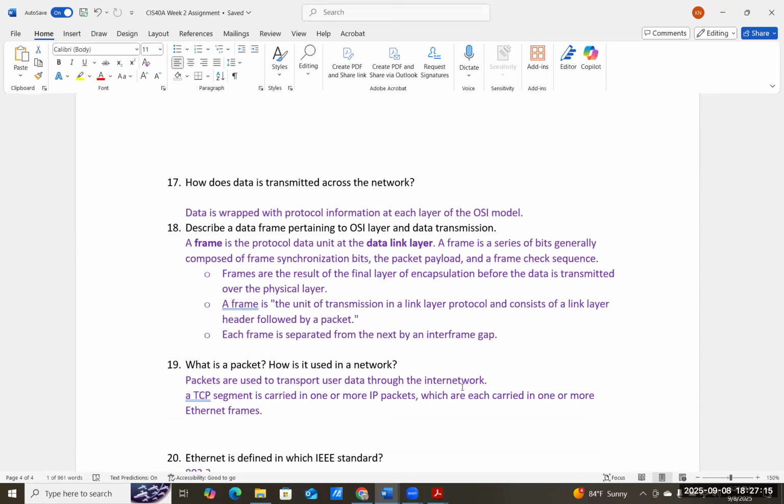One, it needs to be wrapped into the protocol. And so when you use a protocol analyzer or network monitoring tool, you see this. Protocol information is added at each layer of the OSI, right? So at layer 2, maybe for your data link layer, you would have the LLC. So for 18, it says describe the data frame pertaining to OSI layer and how the data is transmitted.